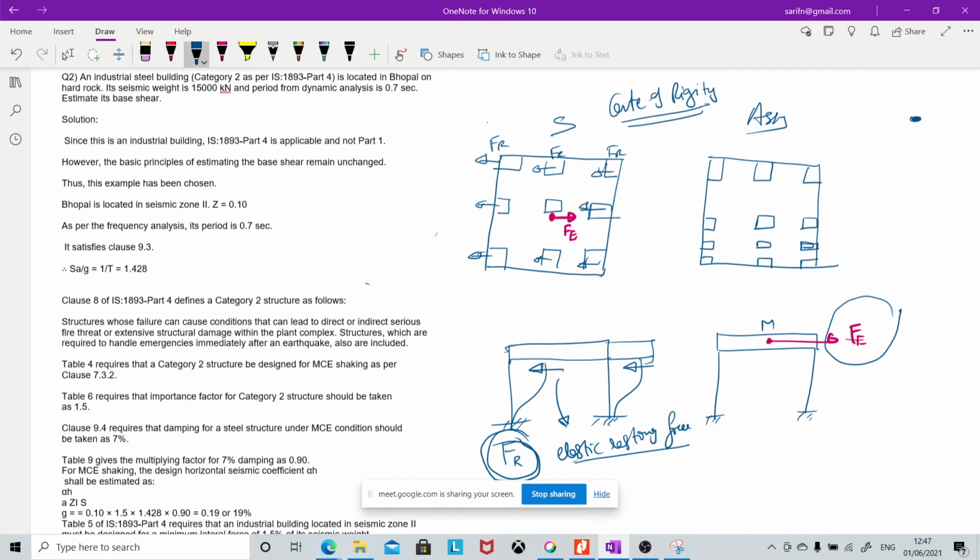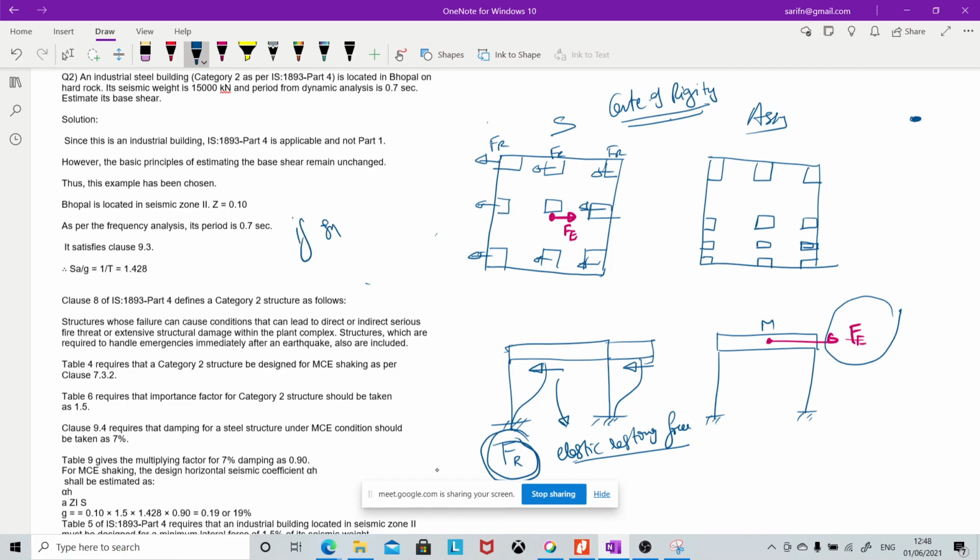Is that idea clear? So two points are there. One is center of mass, another one is center of rigidity. Center of mass means the point where the earthquake force will be induced. Center of rigidity means the point where the resultant of the restoring forces pass. Okay.